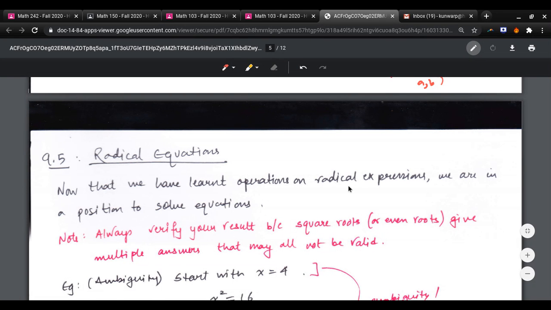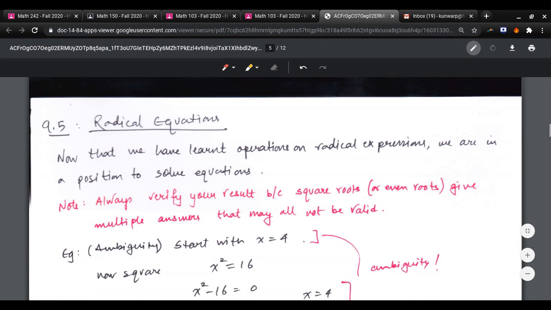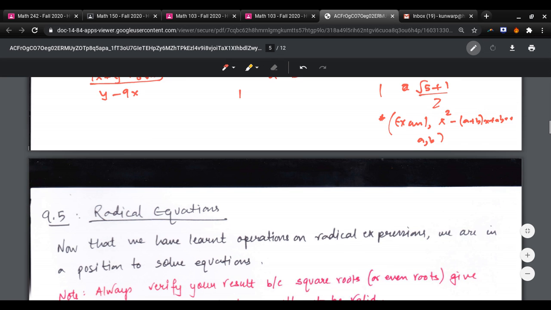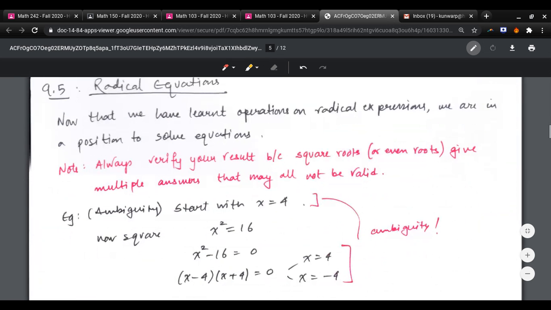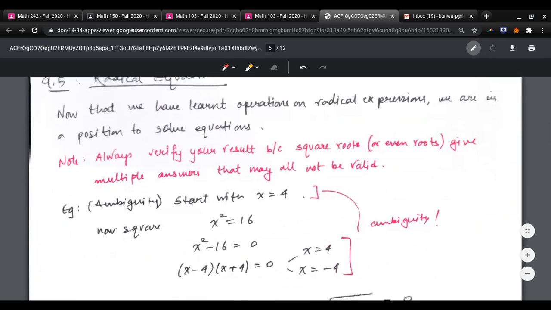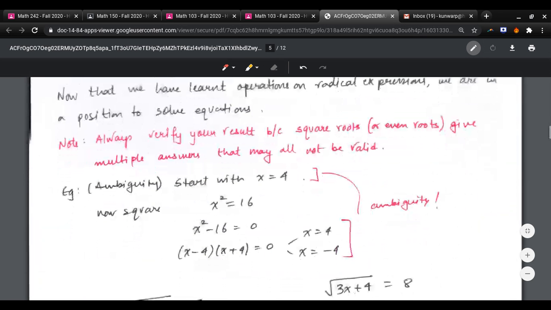Okay, in this video, we're going to look at radical equations. So we've looked at operations with radical expressions. So the next natural goal is to learn how to solve these equations which have radical signs.